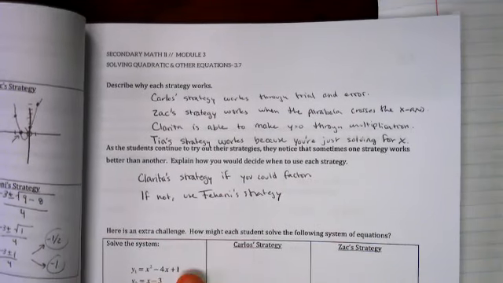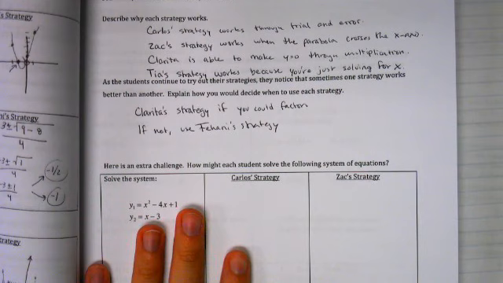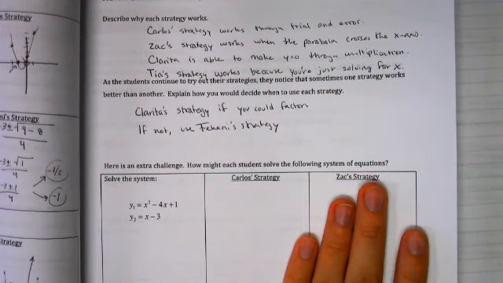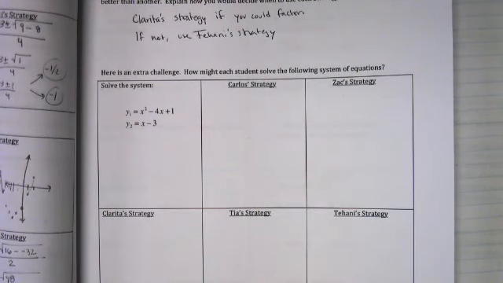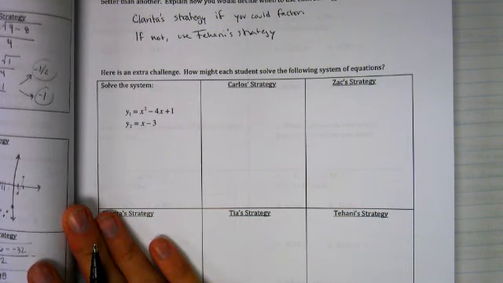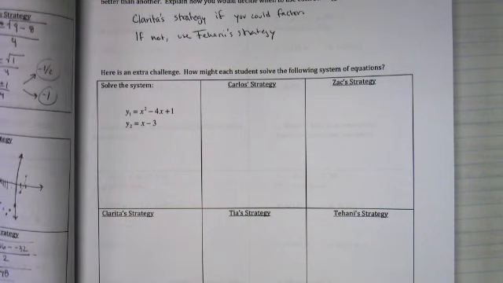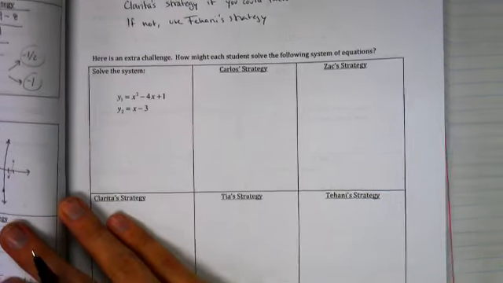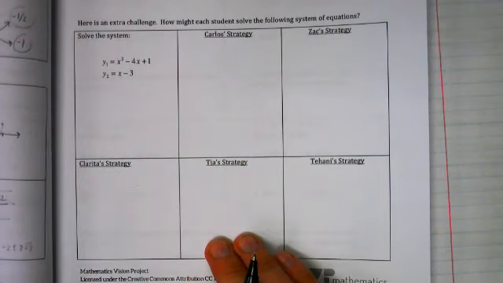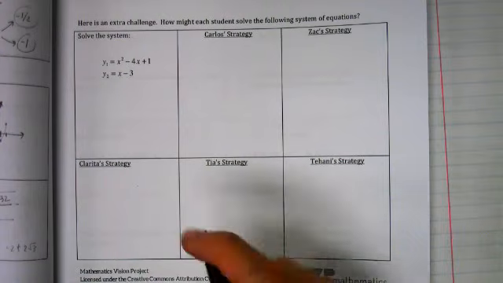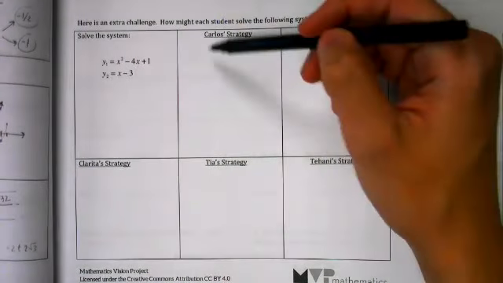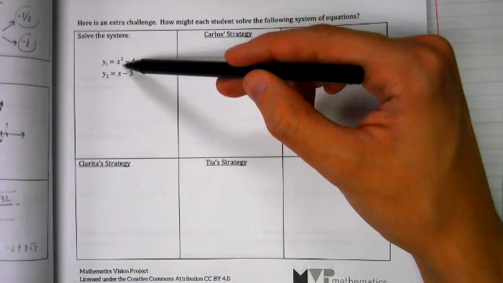Okay, next, it says, here is an extra challenge. How might each student solve the following system of equations? I'm going to let you try this strategy for yourself. But I will show you one method which I think Tia would use, and you can do the rest. By showing you Tia's strategy, I think you can see the answers, and then you can try seeing the other ones. Like Carlos would probably just make a table and plug in different values until they equal each other.